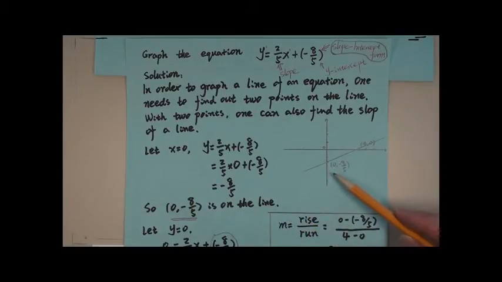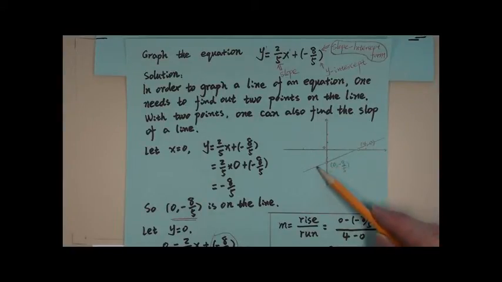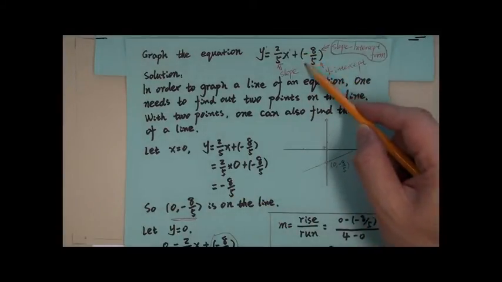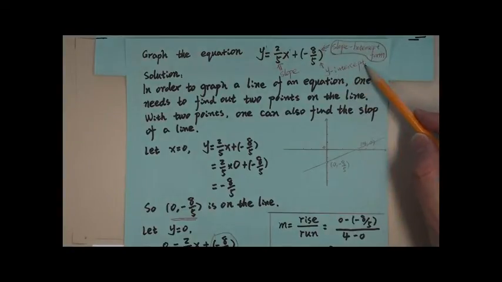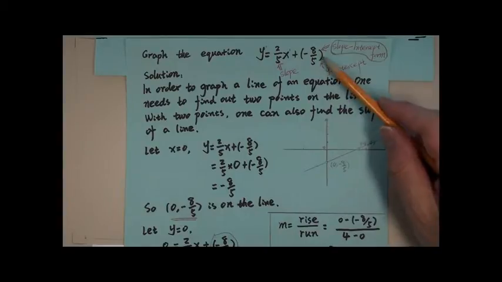So where is that point? x is 0, y is negative 8/5. So you have the point right here. You can see the line goes through this point. So this negative 8/5 right here is actually the y-intercept. Y-intercept is not x-intercept.